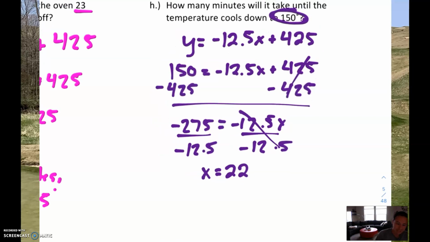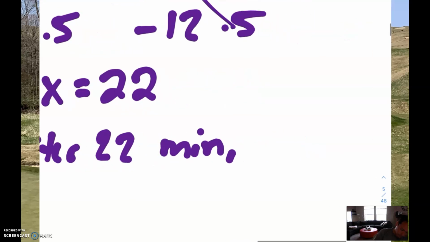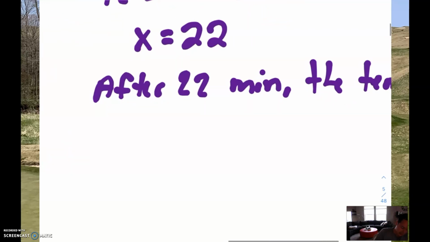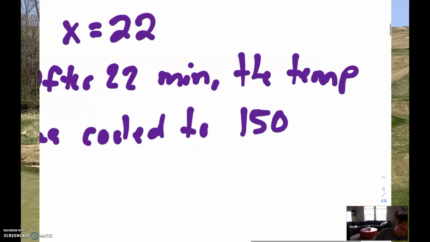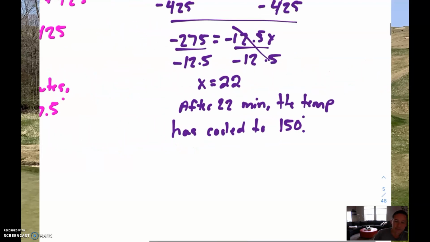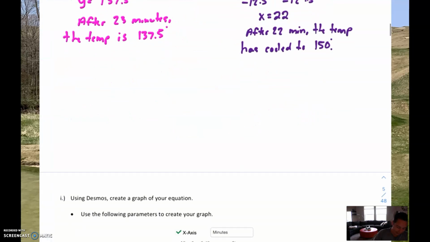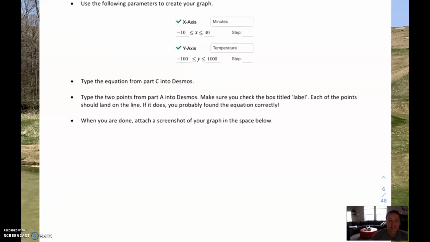What that means is, after 22 minutes, the temperature has cooled to 150 degrees, which is what was asked for in the question. So hopefully this was starting to make sense. Hopefully you're starting to get the hang of it. Go ahead and create the graph and put the screenshot, and then you're set for this problem.